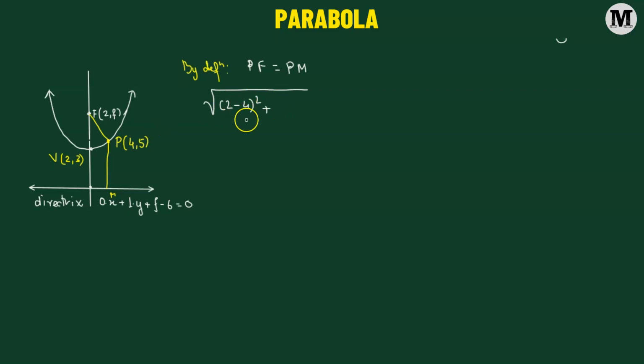added to the difference of the y coordinate will be f minus 5 whole square. But this will be equal to PM. Now, PM is the perpendicular distance of point P from the directrix straight line. So here we'll be using a formula.